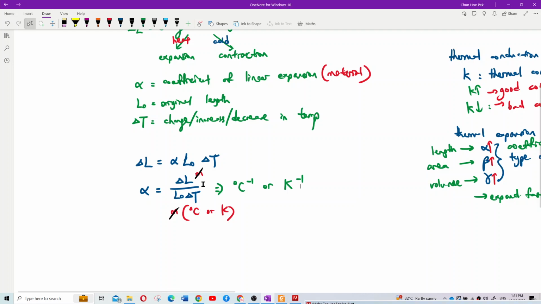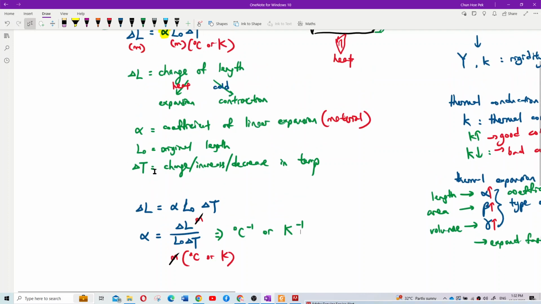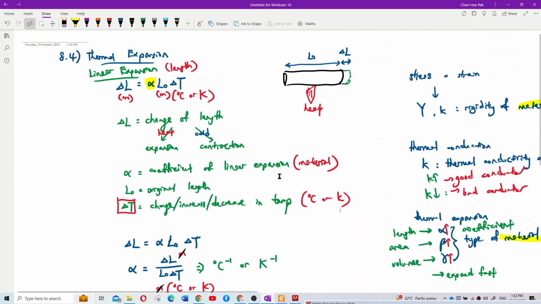That's the unit. Alpha unit is per degree Celsius or per Kelvin. Sometimes the question will give you the answer in per degree Celsius, or sometimes in per Kelvin. Both are accepted. Why? Because it's all because of change of temperature, which can be either degree Celsius or Kelvin. Understand? That's why alpha can be either per degree Celsius or per Kelvin. So that's the unit for alpha, coefficient of linear expansion.